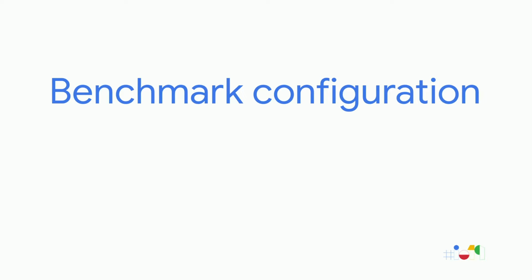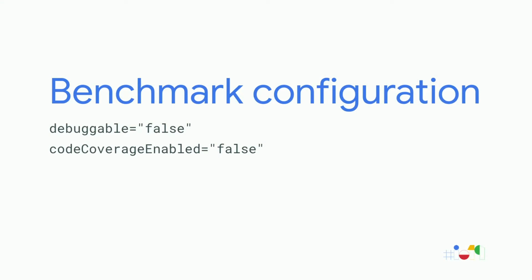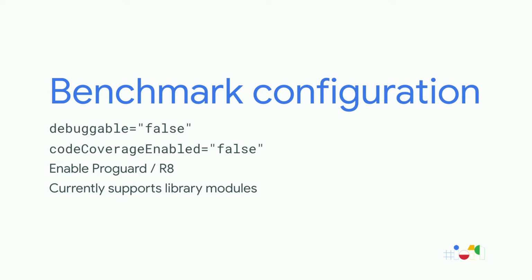So that leads me to benchmark configuration. And here I'd just like to give some tips that we also bundle with the template. But you should definitely be setting up your benchmarks this way. So first, as before, we'd like to turn off debuggability. We also want to make sure code coverage is false. If you're using something like Jacoco, this actually modifies the DEX in order to support what it needs to do. And that's great if you're trying to get code coverage. But when you're running a benchmark, that's not so great. Of course, as before, you'd like to enable ProGuard. And we currently support library modules for Alpha 1.